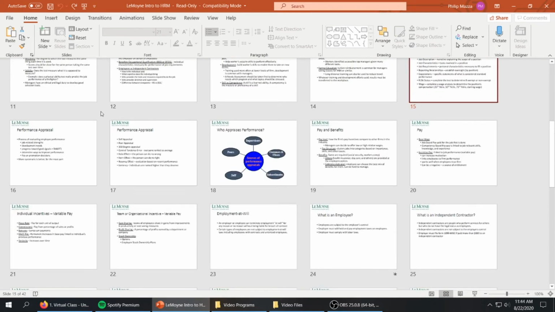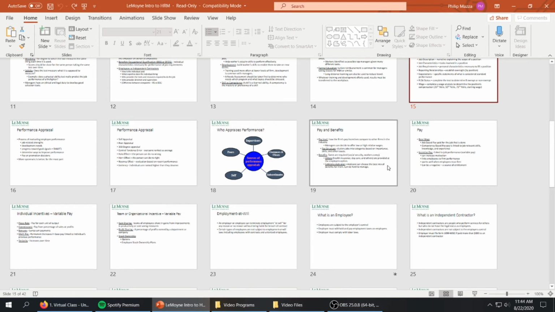Performance appraisal and evaluation. All organizations have some form of performance evaluation. Again, a very important component of HRM, but also of an HRIS.